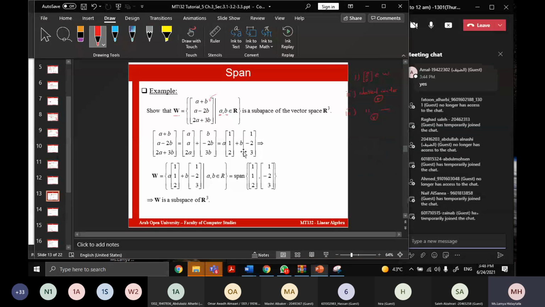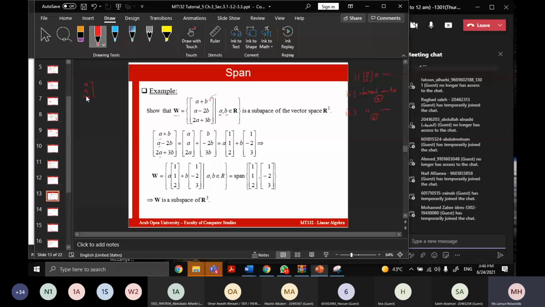Let's go back. Now, what is this vector: a plus b, a minus 2b, 2a plus 3b? What is this vector? We can write it like that, correct? Here we have a, a. So I can write it like what? a, a, and 2a, correct? Plus another vector. What is the other vector?